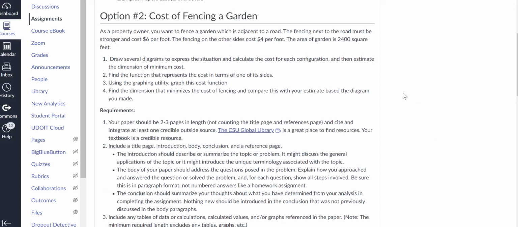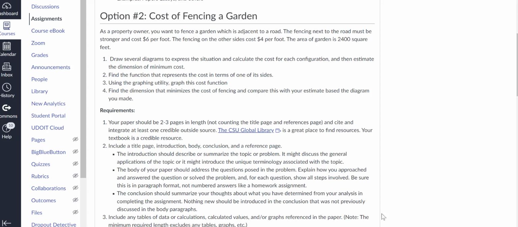Hello, I'd like to talk a little bit about the Module 2 critical thinking assignment, and more specifically, I'd like to talk about option 2, the cost of fencing a garden. So this problem says that we've got a property owner and you want to fence a garden adjacent to a road. And the fencing next to the road is stronger and costs $6 per foot.